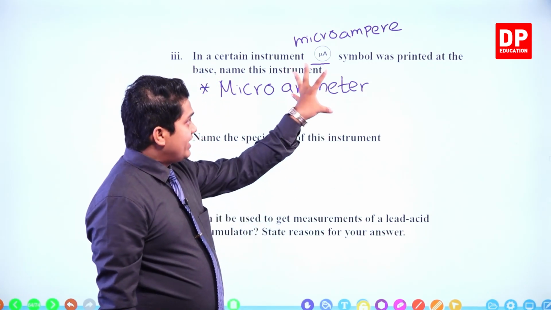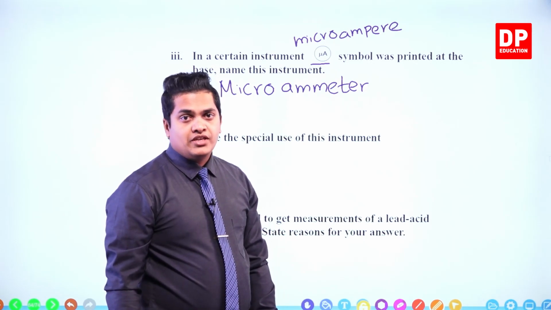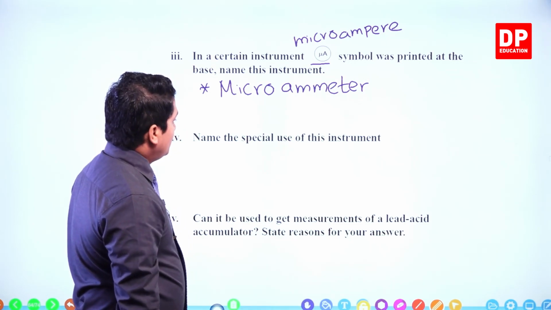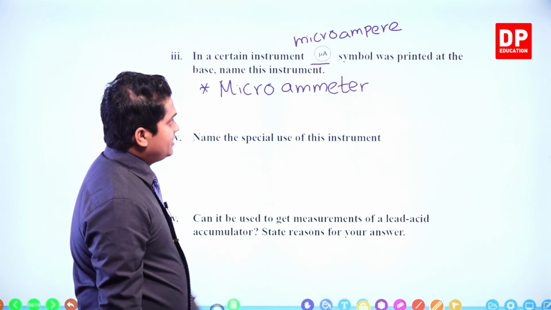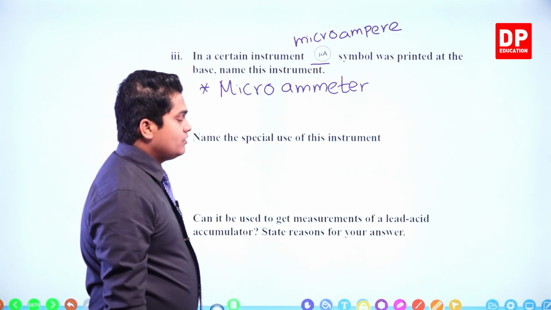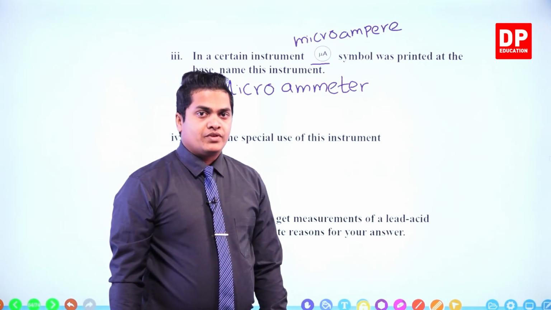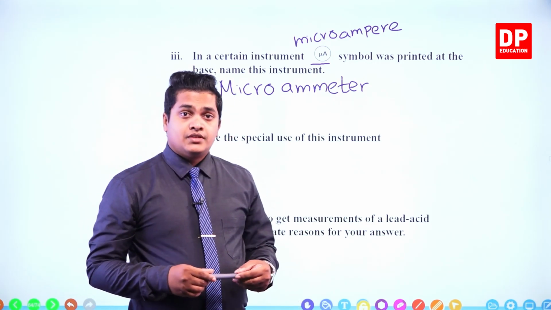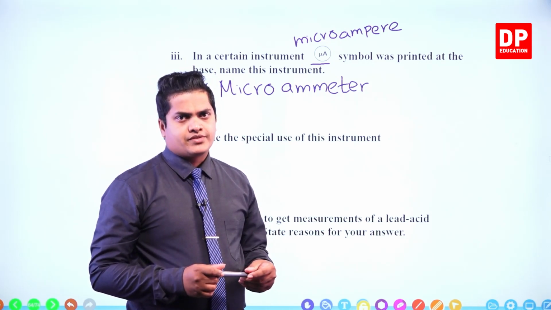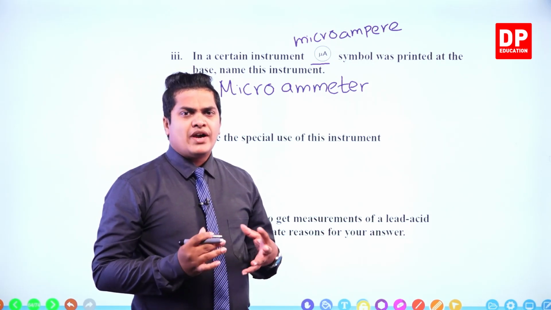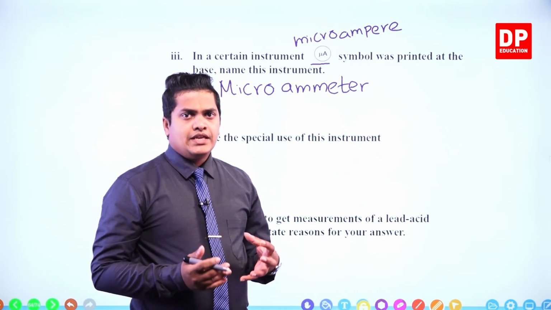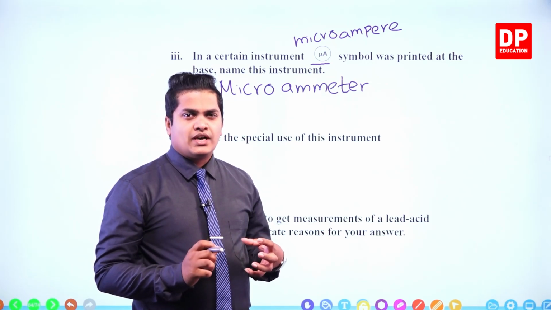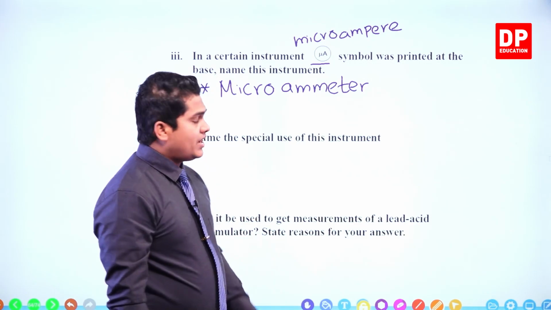So if mu A is given, then it is a microammeter. Right, next one. Name the special use of this instrument. Why do we use these microammeters? What is the purpose of using microammeters? So we use microammeters in order to measure very small currents.